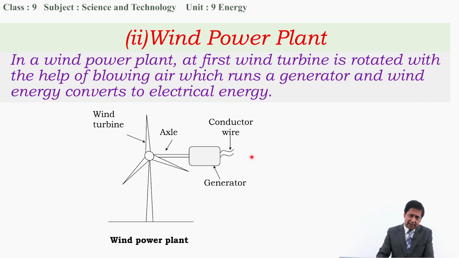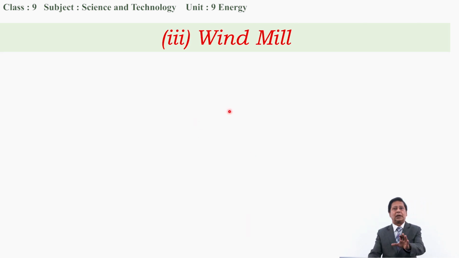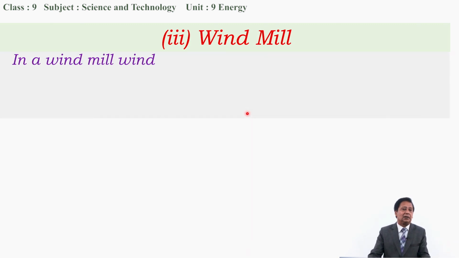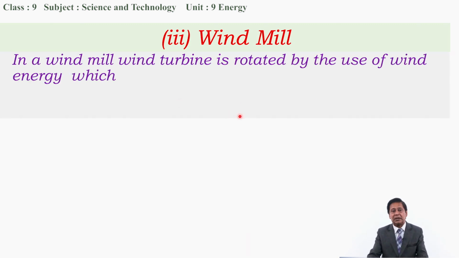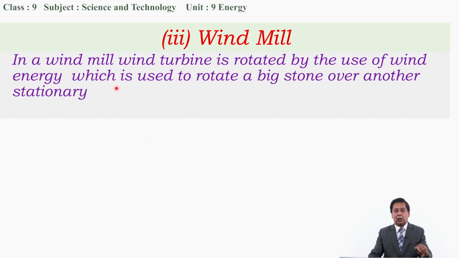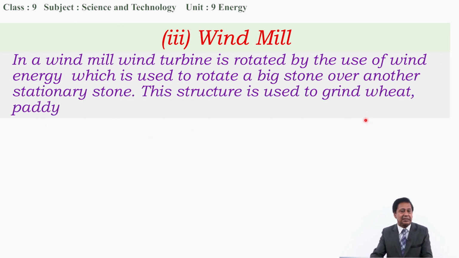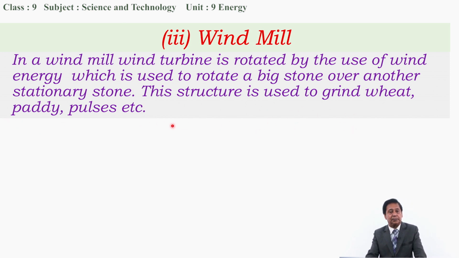In the same way, the windmill. Let's talk about the windmill. A windmill also consists of a big wind turbine, and this is used to grind wheat, rice, pulses, etc. In a windmill, the wind turbine is rotated by the use of wind energy, which is used to rotate a big stone over another stationary stone. This structure is used to grind wheat, paddy, pulses, etc.